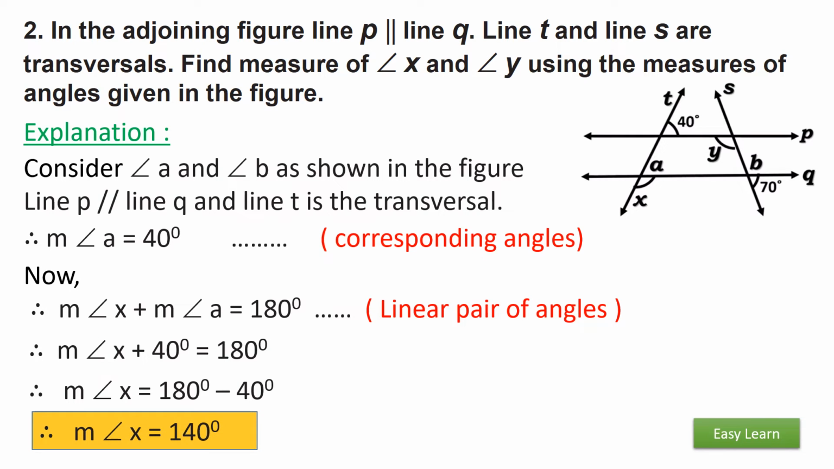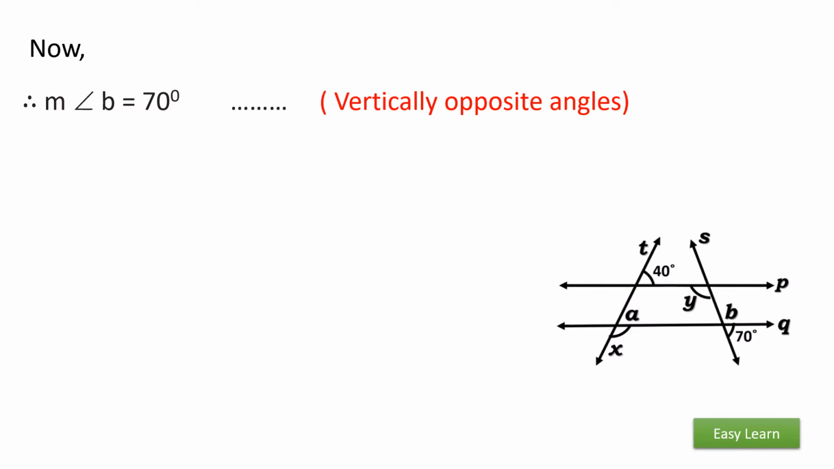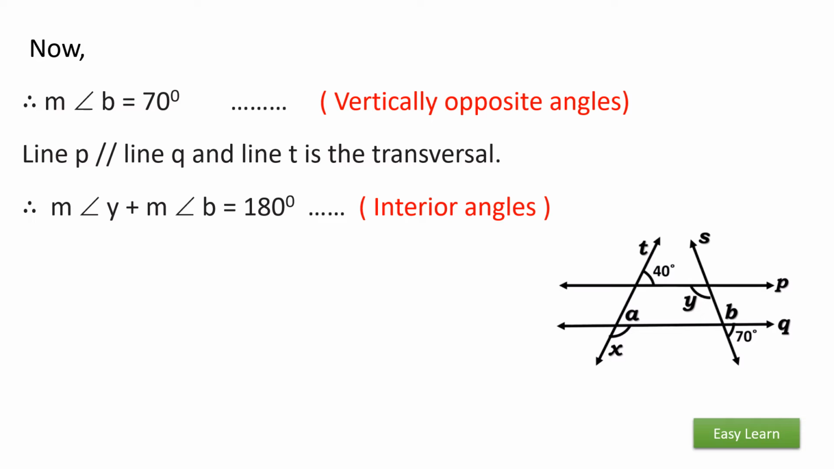Therefore, measure of angle X is equal to 140 degrees. Now, measure of angle B is equal to 70 degrees, vertically opposite angles. Line P is parallel to line Q and T is a transversal. Therefore, measure of angle Y plus measure of angle B is equal to 180 degrees, interior angles.